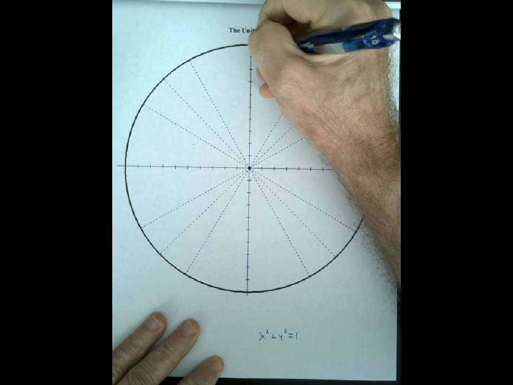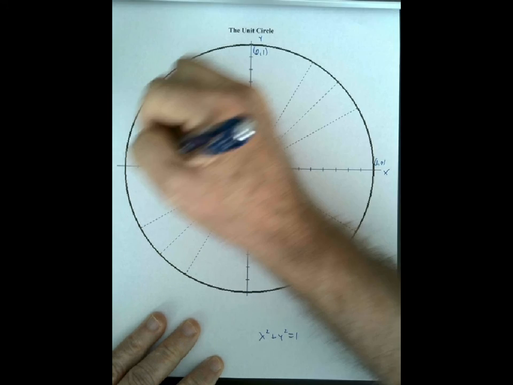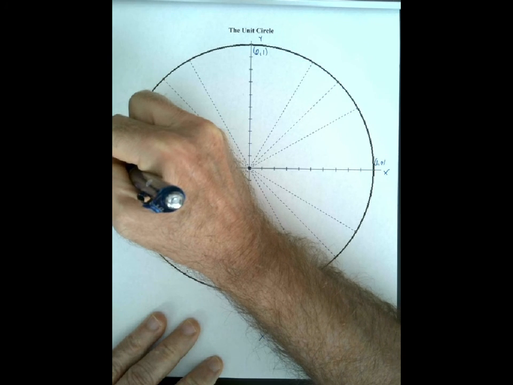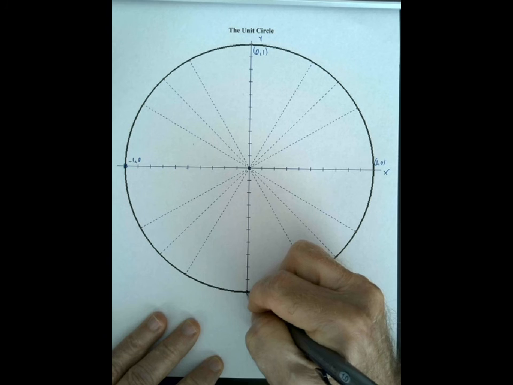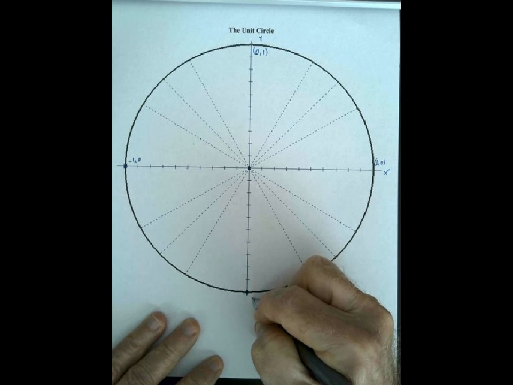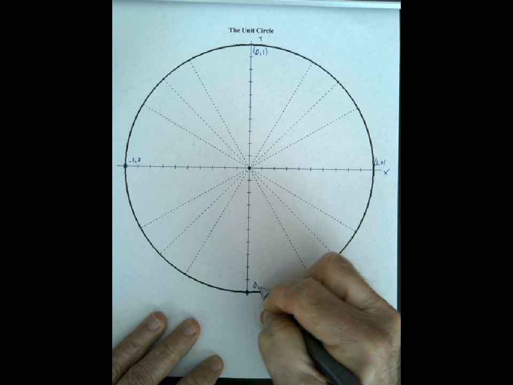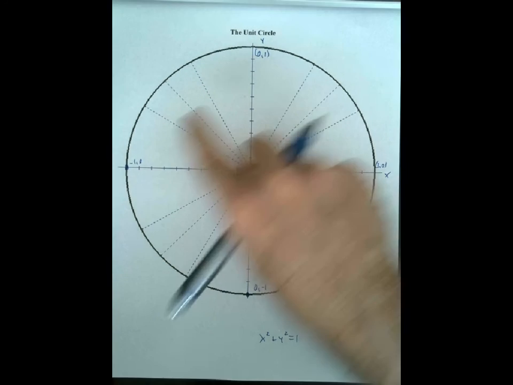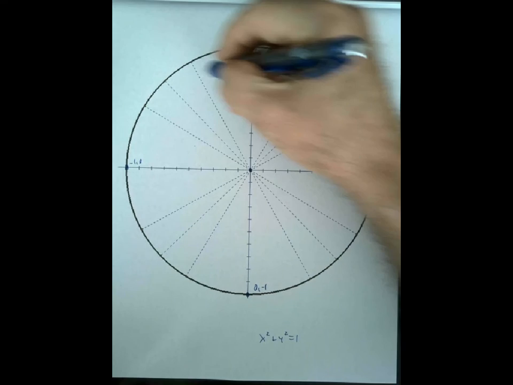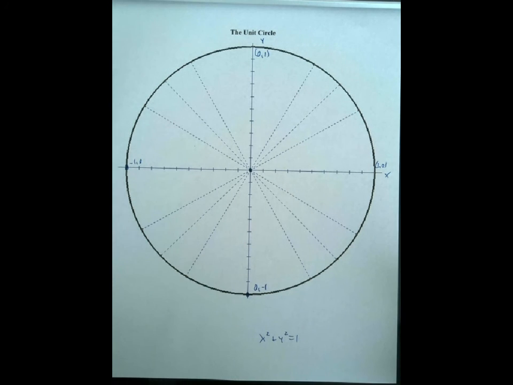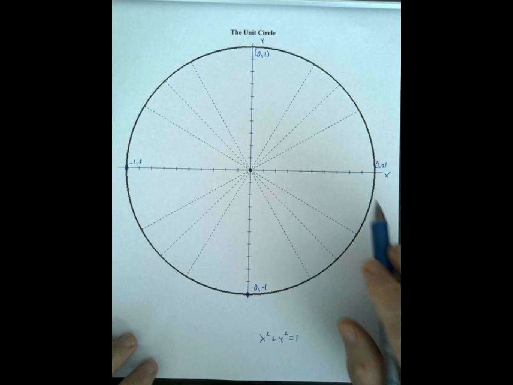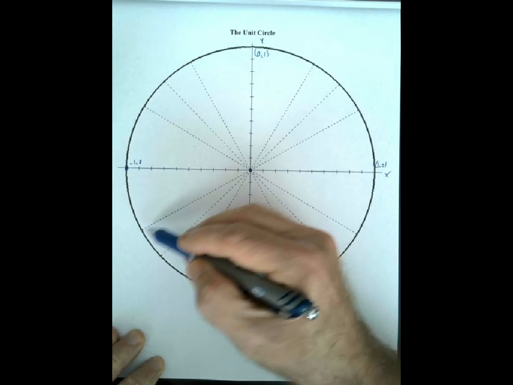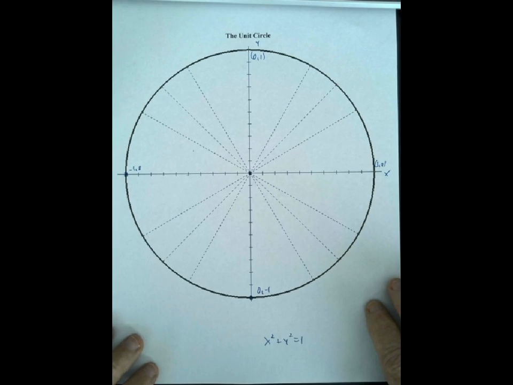This is 0, 1 here. This is negative 1, 0, that point right there, and this point right here is 0, negative 1, like that. You've got some other points and lines marked out here, and you'll see what those are for. Remember also that the radius of this is 1. So this is 1, this is 1, this is 1, this is 1. It's 1 all the way around.